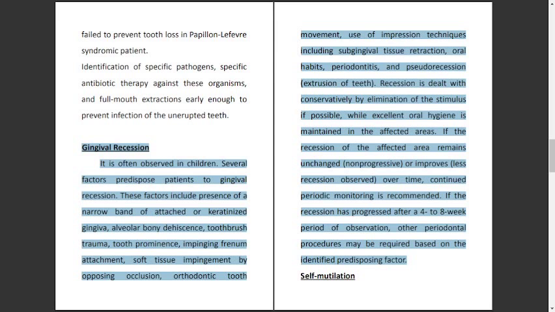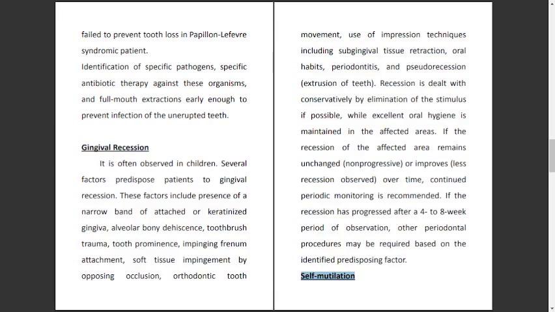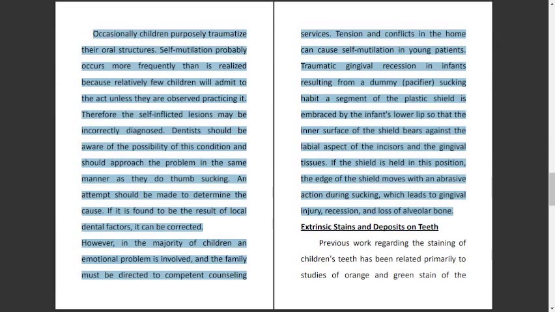If the recession has progressed after a 4 to 8 week period of observation, other periodontal procedures may be required based on the identified predisposing factor. Self-mutilation. Occasionally children purposely traumatize their oral structures. Self-mutilation probably occurs more frequently than is realized because relatively few children will admit to the act unless they are observed practicing it. Therefore, the self-inflicted lesions may be incorrectly diagnosed.